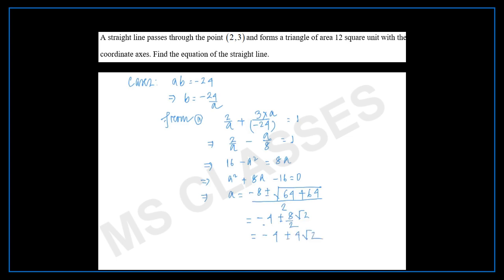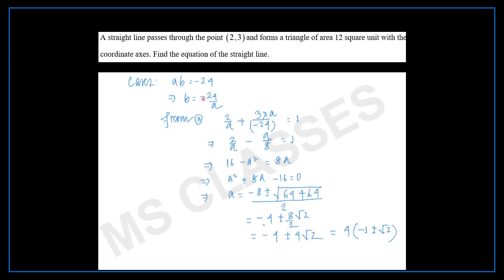So this is what we have got. Now we can take here 4 common and we can write minus 1 plus minus root 2. Now correspondingly we can get the value of B also. So this is what we have got. Here we can get two values of it. 4 into minus 1 minus root 2. 4 into minus 1 plus 2. Both possible. And correspondingly we can get the value of B.